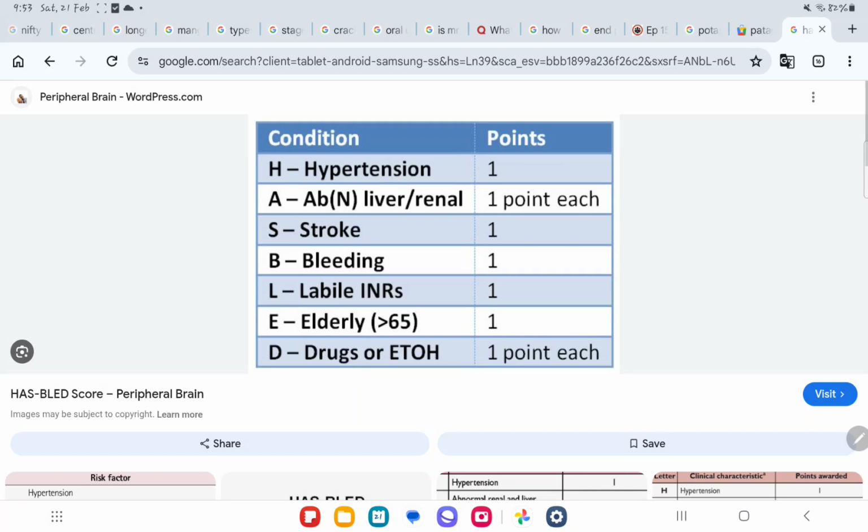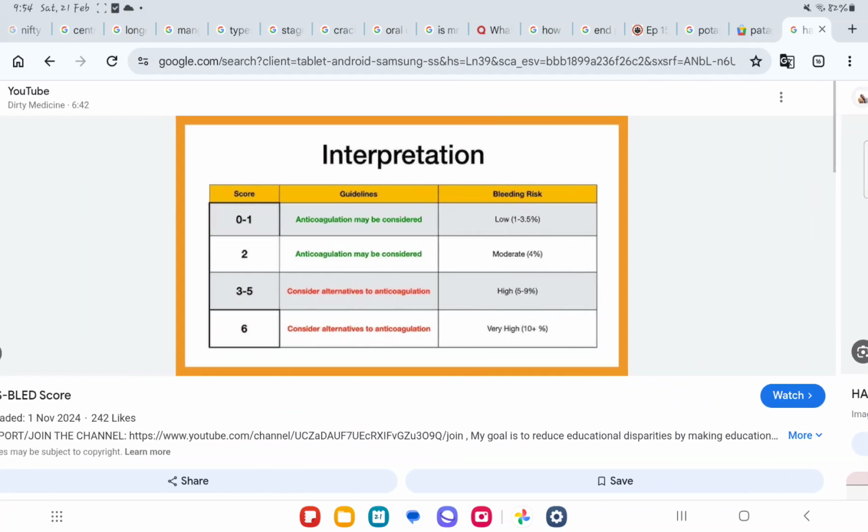What is the HAS-BLED score? It is a score designed to know the risk of bleeding after anticoagulation in a patient. H is for hypertension, A is for abnormal renal or liver profile, S is for stroke, B is for bleeding, L is for labile INR, E is for elderly, more than 65-year patient, and D is for drugs or ethanol. All of these parameters get 1 point each if positive.